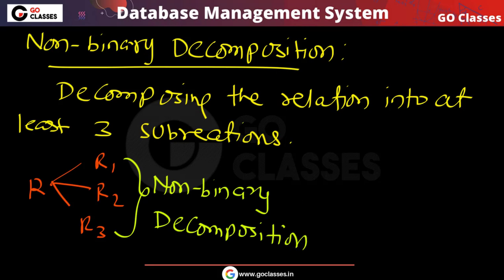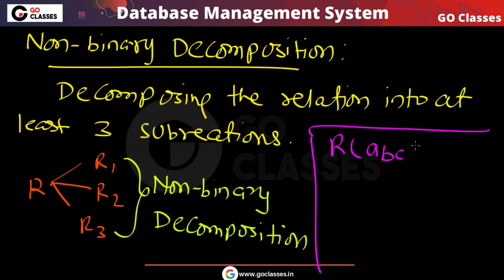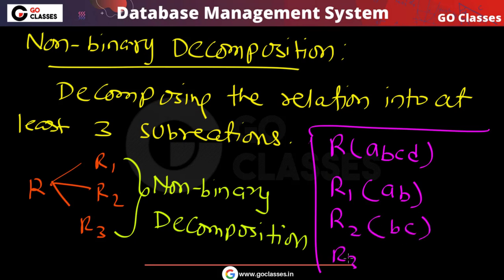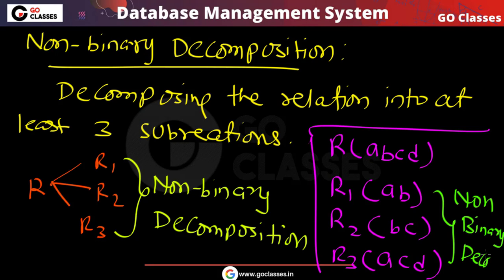Let me give you a concrete example. Let us assume you have a relation R(A, B, C, D) and we divide this relation R into three sub-relations. Let's assume R1 is AB, R2 is BC, and R3 is ACD. This is a non-binary decomposition, because we are decomposing the relation into three sub-relations.